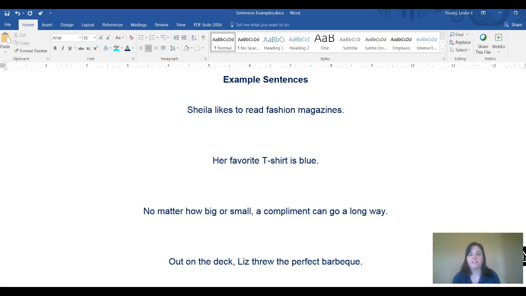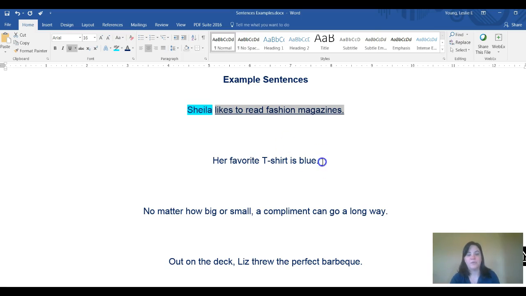Our first sentence is Sheila likes to read fashion magazines. The subject, remember, is who or what the sentence is about. And so in this case, that is Sheila. The rest of the sentence, likes to read fashion magazines, tells us about Sheila. And so that means that that is the predicate.